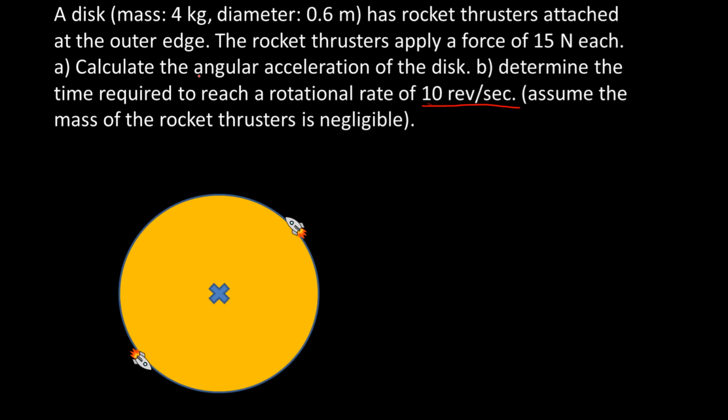So we're looking for angular acceleration. That works out well because our angular acceleration, as we know, is our net torque divided by our moment of inertia. It's analogous to a equals F net over m. Let's take a look at our net torque.